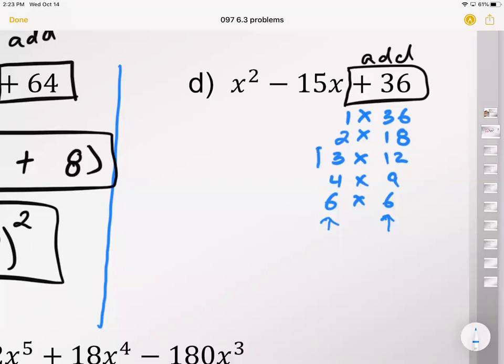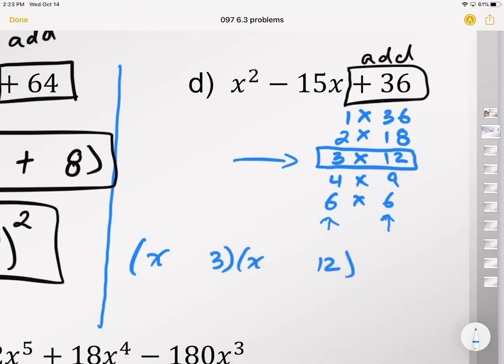And again, many of you probably say, well, we can stop here, Mr. Tran. We don't have to go 4 times 9 and 6 times 6. But again, let's say we don't know it. Do you agree that 3 times 12 is 36 and 3 plus 12 is 15? And once you recognize that that is your multiple, all you need to do is say x3 and x12.